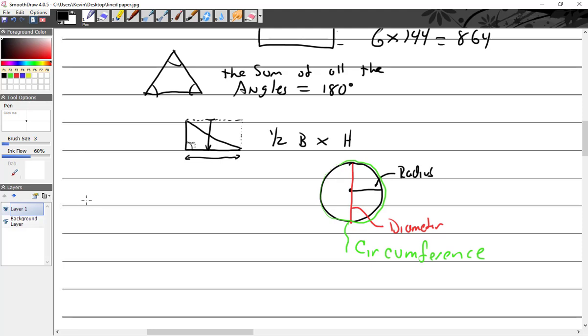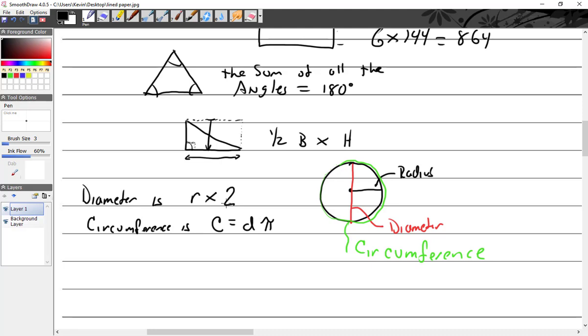So diameter is radius times 2. The circumference equals the diameter times pi.